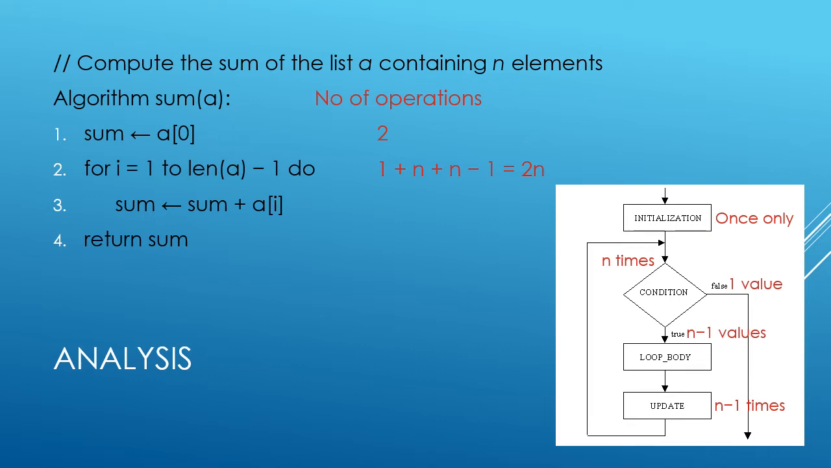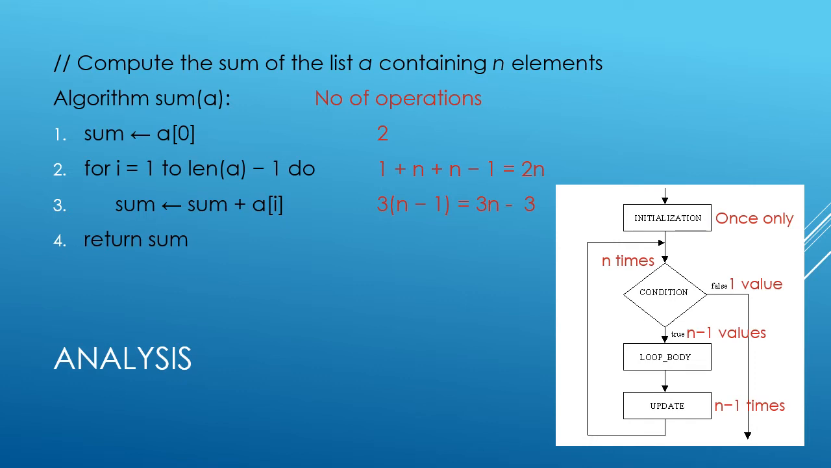Look at line number 3. What are we doing here? First we access the ith element of A. Then we add it to sum. Then we assign this result to sum. So these are three operations. And this is the body of the loop. It will execute as many times as the true values of the loop. We have n minus 1 true values. So the number of operations in line number 3 will be 3 into n minus 1.